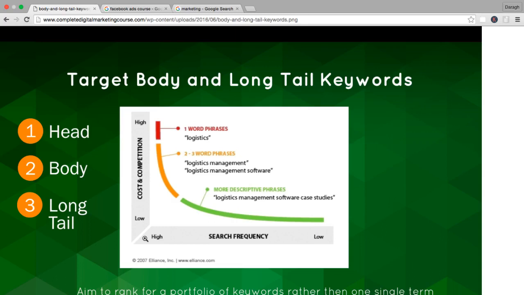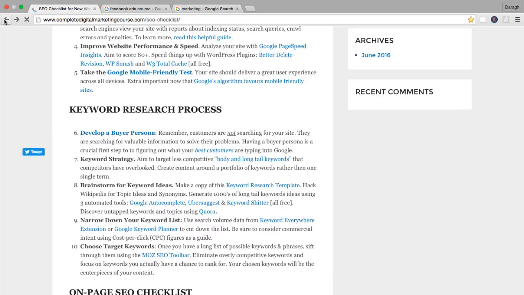As well as the types of keywords that you should go after, you should aim to rank for a portfolio of keywords rather than one single term. So you're going to be creating a number of different blog posts around a lot of different terms. Think of it as a portfolio approach rather than just being at the top of the search results for one term.